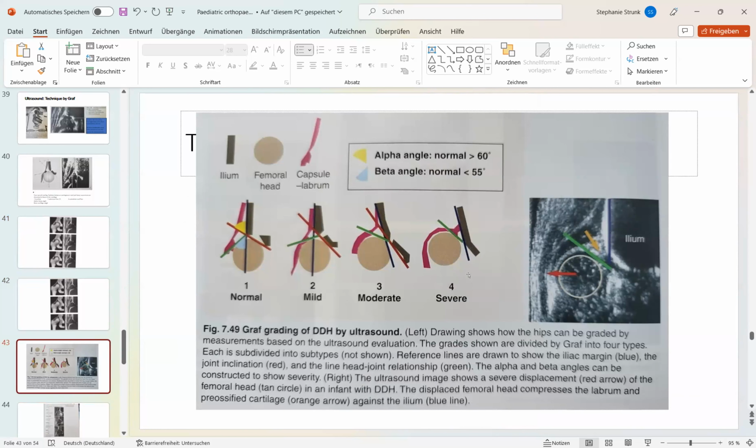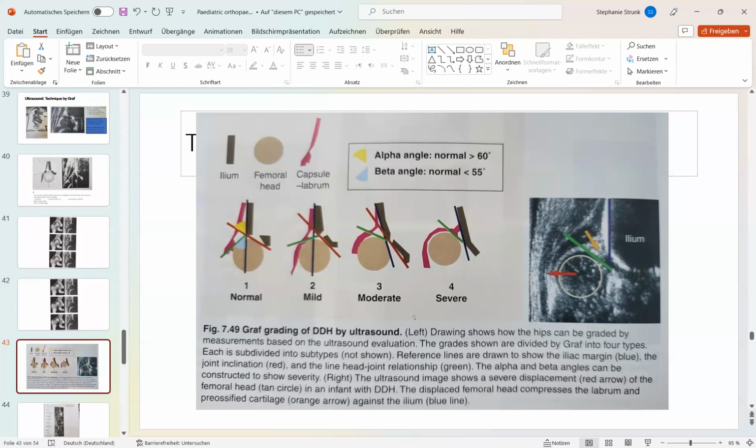He actually had some more classification, but here you can also see the dysplasia, ilium, femoral head, capsule, and labrum. Here the labrum. And how you do these angles, the alpha angle, the beta angle: the smaller the alpha angle, the worse, and the bigger the beta angle, the worse it is. So they have subtypes, which are not shown.